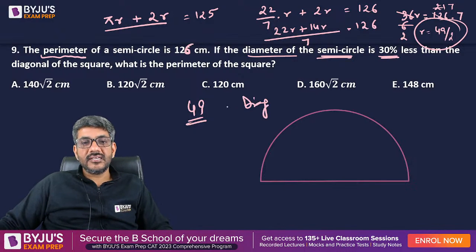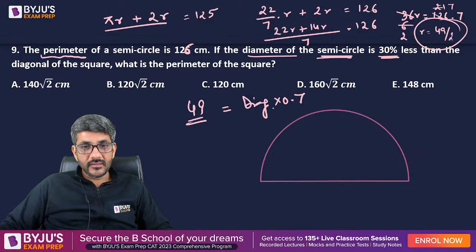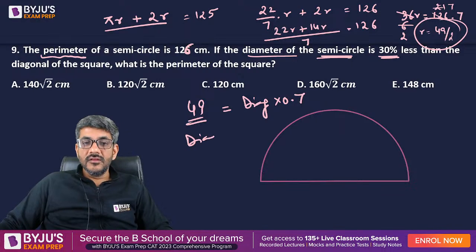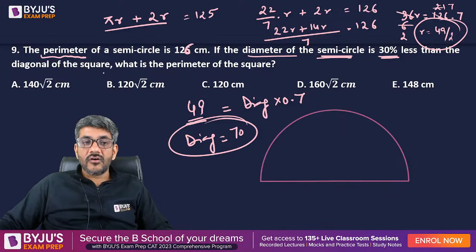So it is 30% less than the diagonal. Can I say it is 0.7 times of the diagonal? So what is the diagonal? The diagonal is 49 by 0.7, that is equal to 70. So the diagonal of the square is 70.